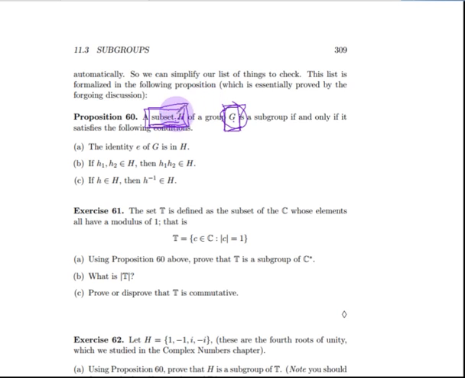So in order to show that a subset is a subgroup, there are only three things you need to guarantee. First of all, you need to guarantee that the identity is in this subset. You need to show that if there are any two elements in the subset, then their product is in the subset. And you also need to show that if an element is in the subset, then its inverse is in the subset.